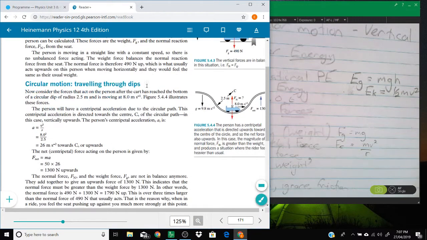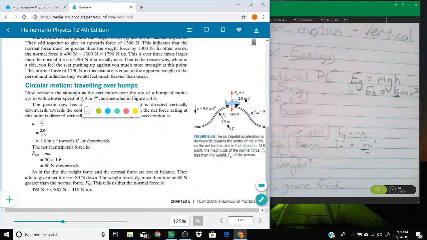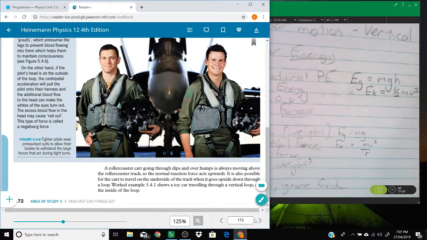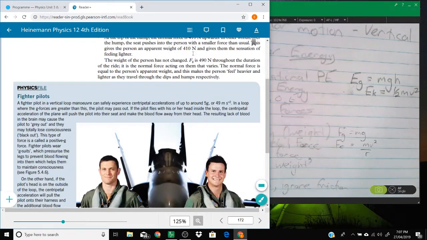I'll just go back and say at the bottom of the dip, you have 8 meters per second. At the top of there, you're moving at 2 meters per second. So I'll just make a point of that, which makes sense. Okay. The weight of a person is not changed throughout the duration of the ride. The normal force acting on them varies. The normal force is equal to the person's apparent weight and makes them feel heavier and lighter as they travel through the dips and the humps respectively.